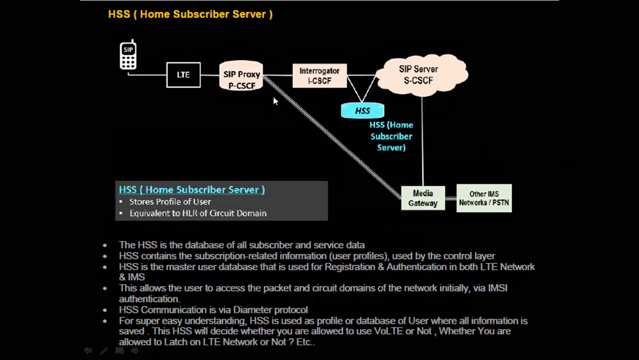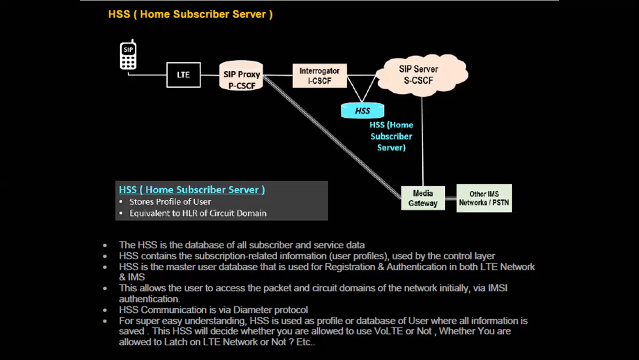Next one is your HSS. So what is the main function of HSS? HSS is the database of all subscription and service data. HSS contains the subscription related information like user profile and is used by the control layer. HSS is the master user database that is used for registration and authentication in both the LTE network and IMS also. Okay, this allows the user to access the packet and circuit domain of the network initially via IMSI authentication. HSS communication is via the Diameter protocol.